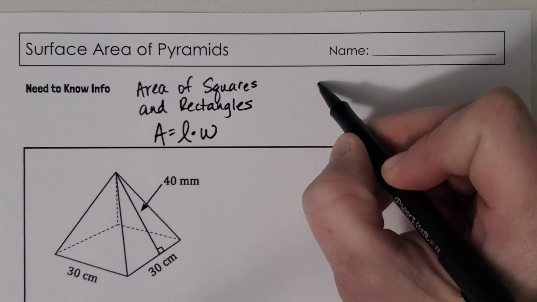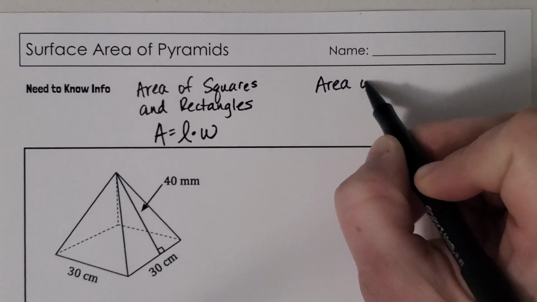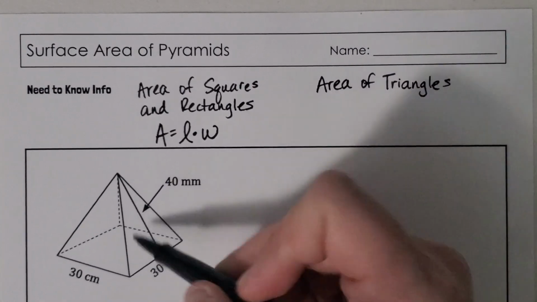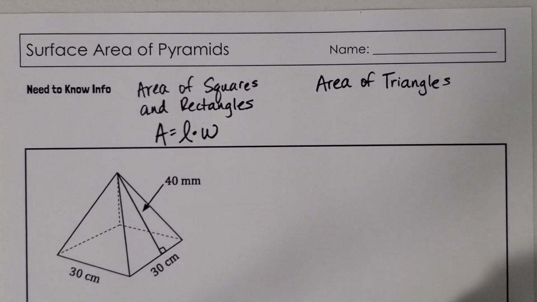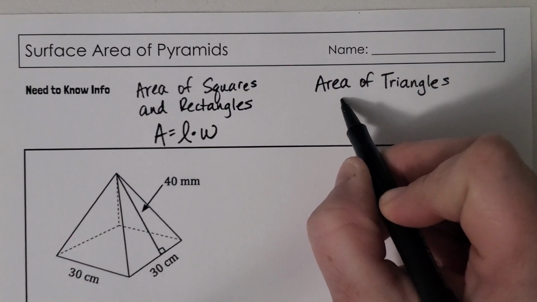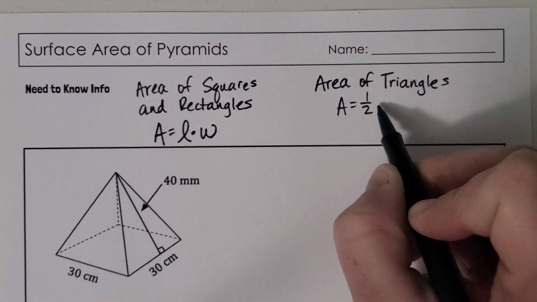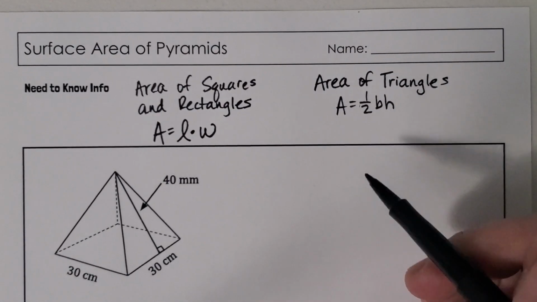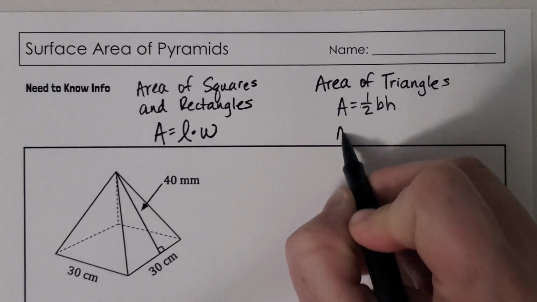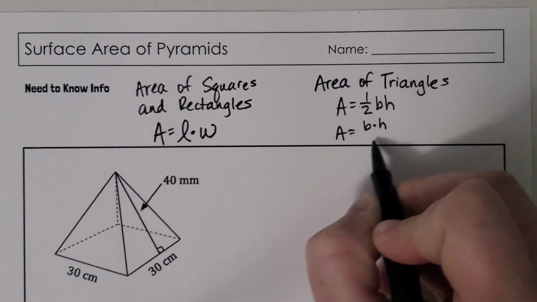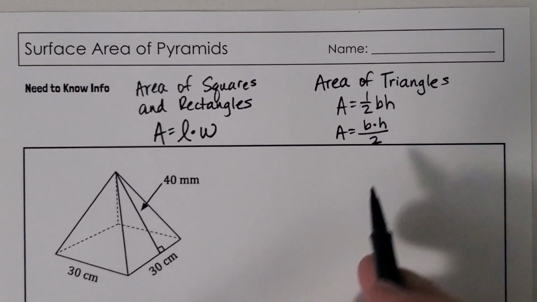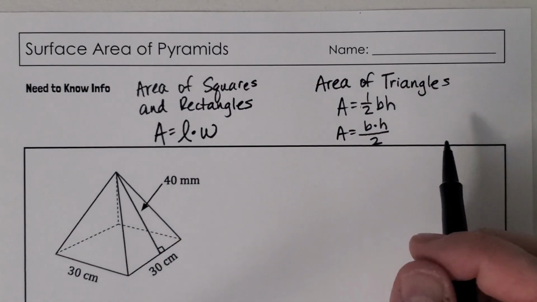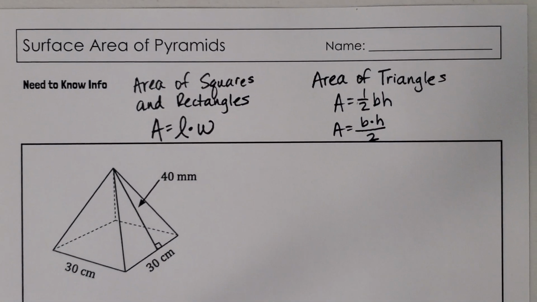I also will need to find the area of triangles. So the area of triangles is important because all of these sides that make up the pyramid are actual triangles. So I'm going to use the formula 1/2 times the base times the height. Or if you're not the greatest person with the fraction out in front, you can still take your base times your height and then just divide it by 2. So either one of these equations work, and on your note sheet you can write whichever one you want to put. So let's dive in.